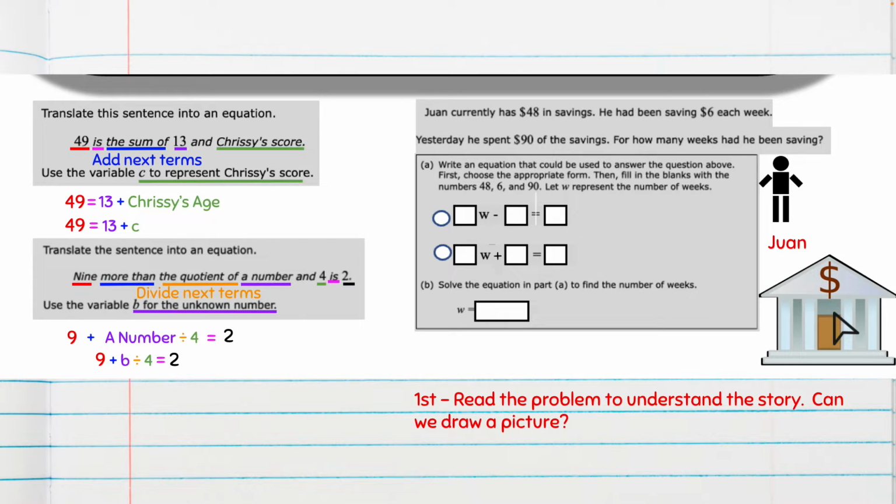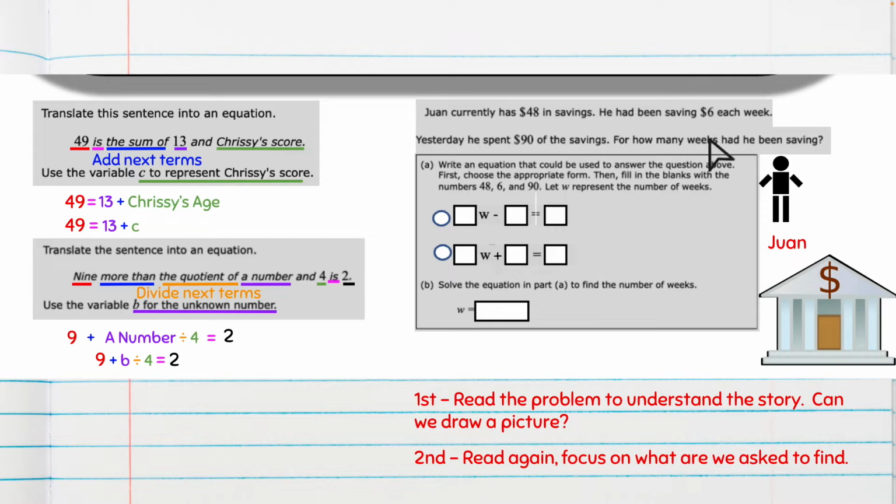On the second read, we want to focus in on some of the details, and specifically, what are we being asked to find? Because that's a big part of understanding word problems and mathematics in general. What am I being asked to find? What should I focus on? How should I find that? So if we read it again, Juan currently has $48 in savings. He had been saving $6 each week. Yesterday he spent $90 of the savings. For how many weeks had he been saving?